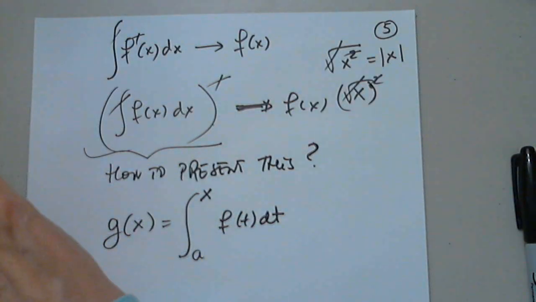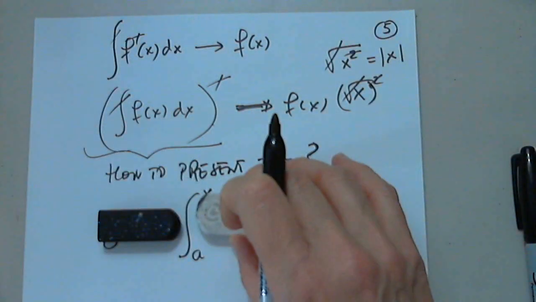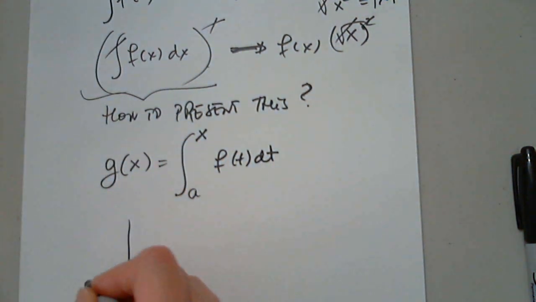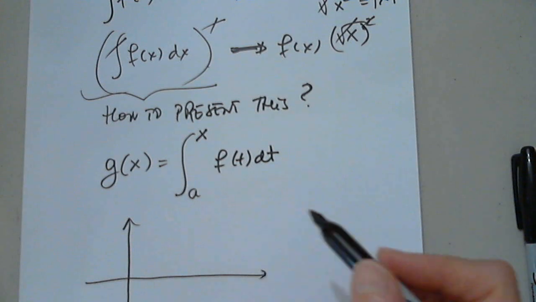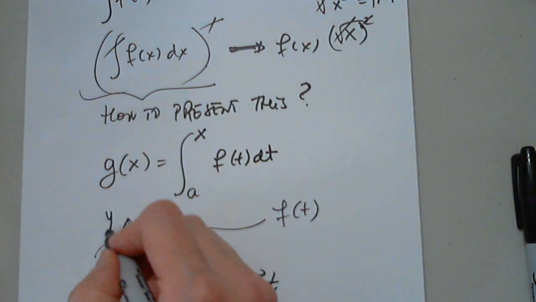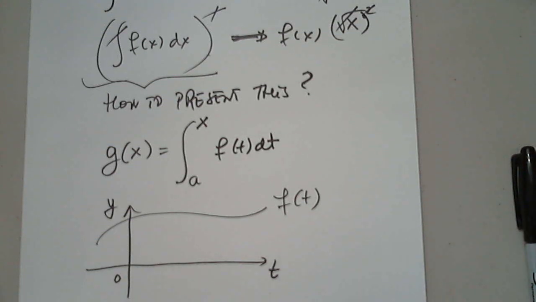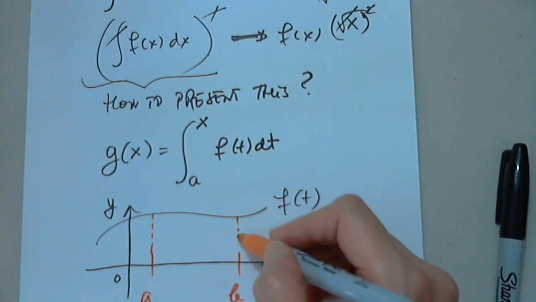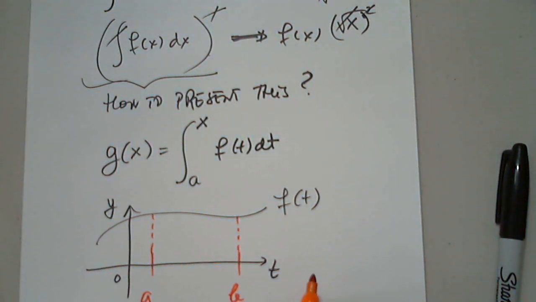So before you look at this, don't even look at it right now. I just want to show one thing. Let's take a look at this function. We have a function f of t, t and y, of course. And I have the interval, our best friend, always, the interval a to b.